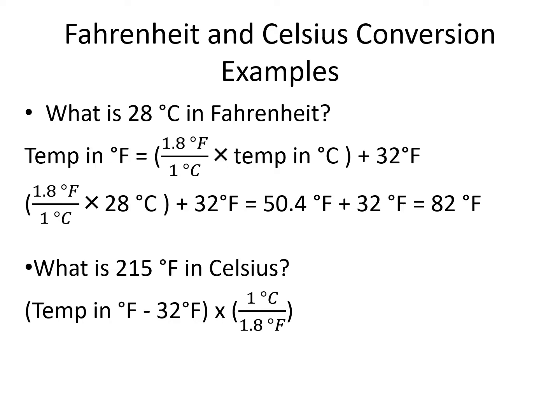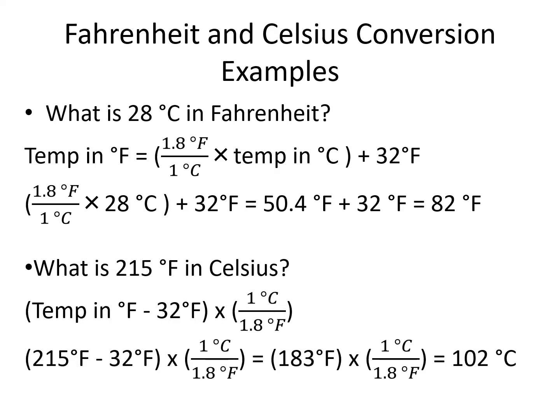Once we have our rearranged equation, we plug in 215 degrees Fahrenheit where it says temp in degrees Fahrenheit. We do the 215 minus the 32 first and come out with 183. Then we divide by 1.8 and come out with 102 degrees Celsius.